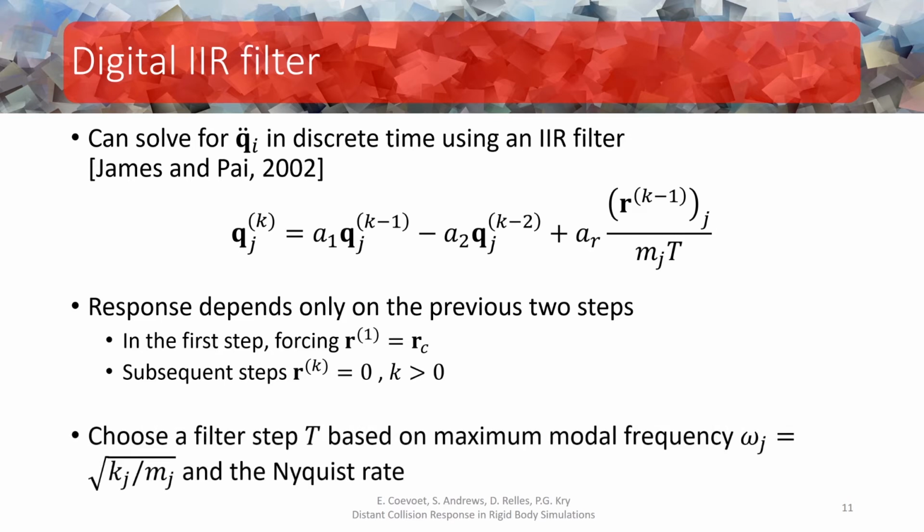The IIR filter update rate is based on the Nyquist rate of the maximum frequency across all modes, which can be high for stiff objects. The filter time step, big T, is therefore several orders of magnitude smaller than the time step of the rigid body simulation, meaning that the digital IIR filter rate is many times that of the rigid body simulation. However, evaluating the IIR is extremely efficient.